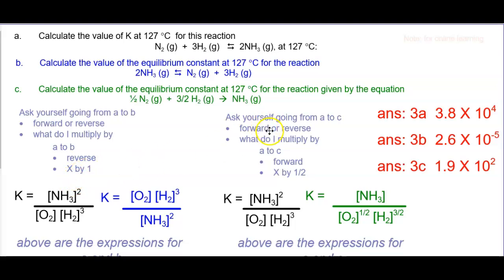Okay, and now if I can go over to C for just a moment. Looking at A going to C, again, ask yourself the two questions: forward or reverse, what do I multiply by? So we kept it forward.